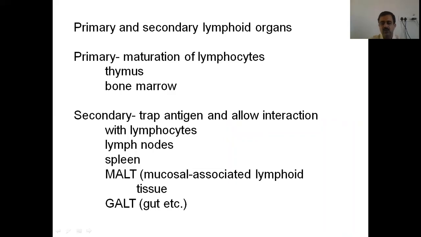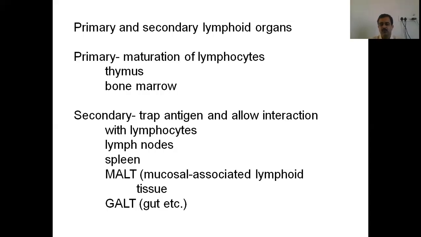Now, what is the function of these primary lymphoid organs? Basically, the maturation of lymphocytes. Lymphocytes are those particular cells which are associated with the counteracting of antigens in the human body. So, lymphocytes are one of the important parts. Thymus and bone marrow are helpful for the maturation of lymphocytes.